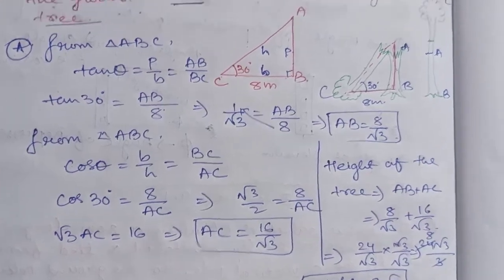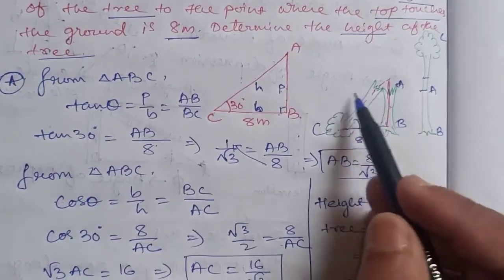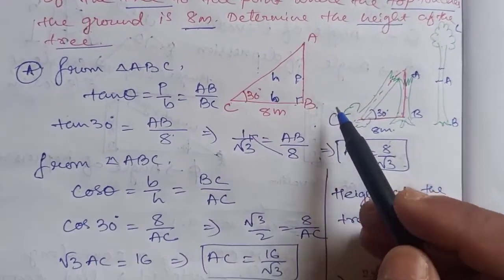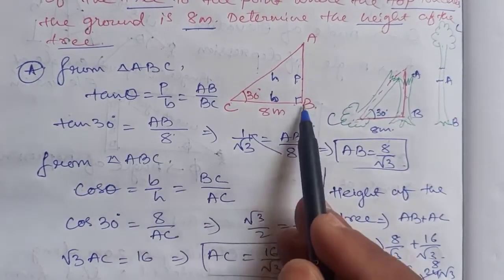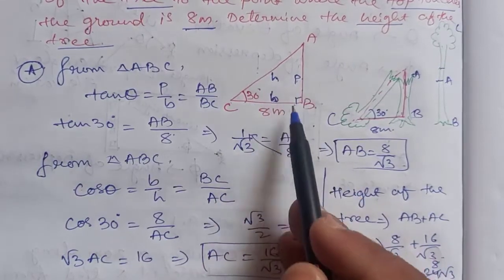So what you have to do is draw the proper diagram for the given question and take the proper values, like tan theta for P by B and cos theta for B by H, and then you find out the values.